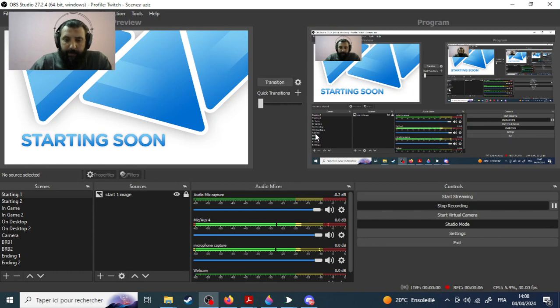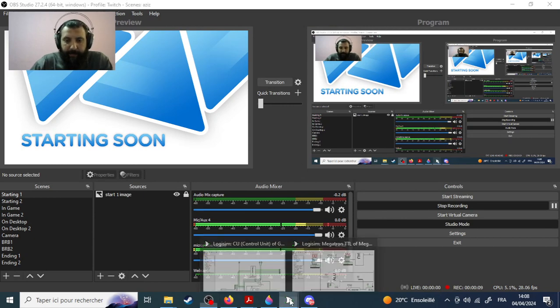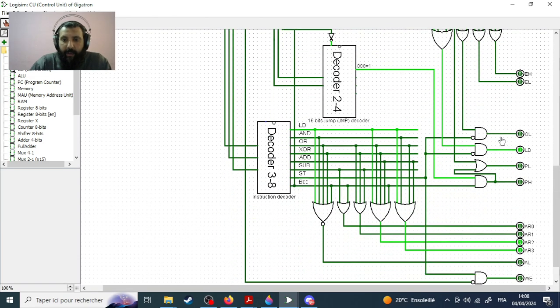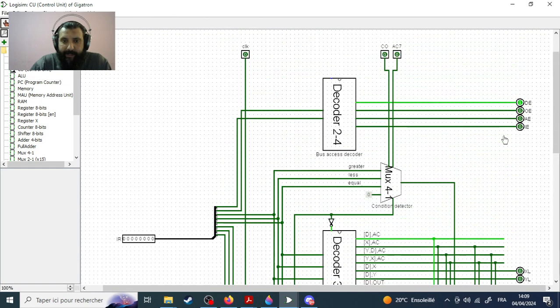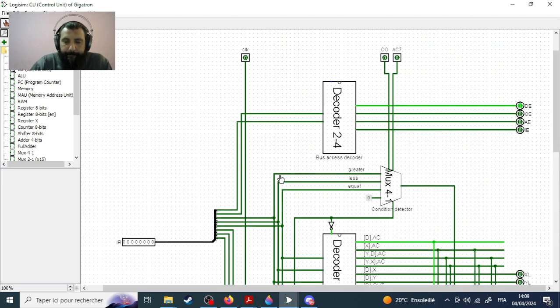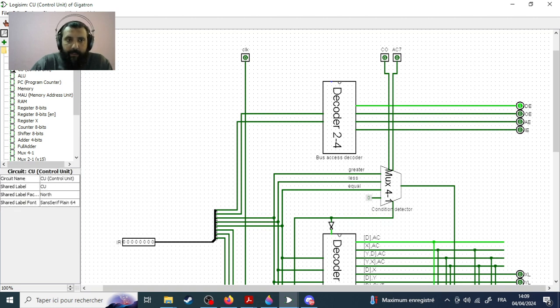Okay, we will continue what we did the last time. If I remember well, the last time we started the study of the CU, the control unit. We practically talked about the first two bits. They are responsible for the control of the data bus. We use what we call a decoder 2-4.